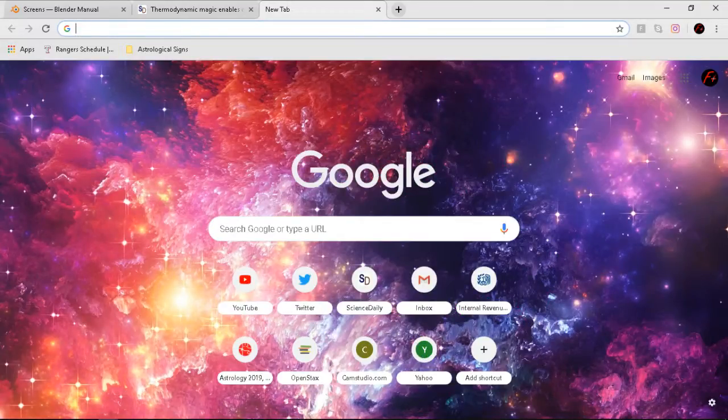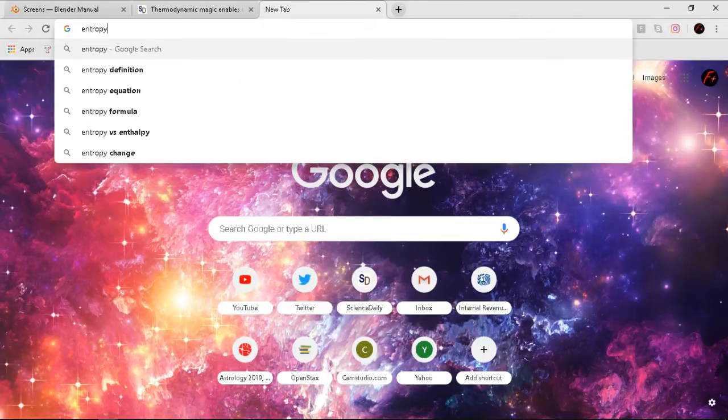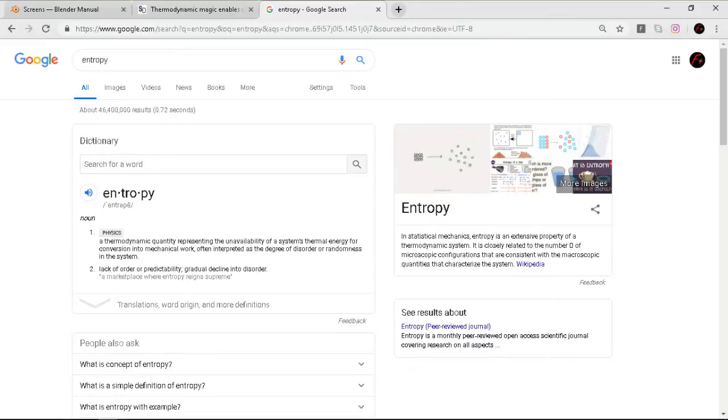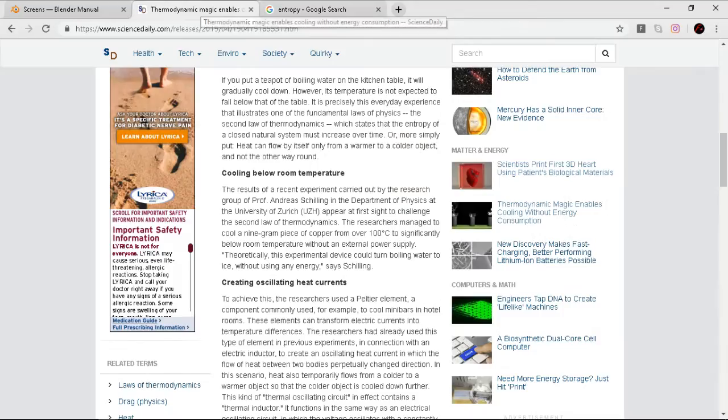Let's see what entropy means. Entropy: a thermodynamic quantity representing the unavailability of a system's thermal energy for conversion into mechanical work, often interpreted as the degree of disorder or randomness in the system. Lack of order or predictability, gradual decline in disorder.